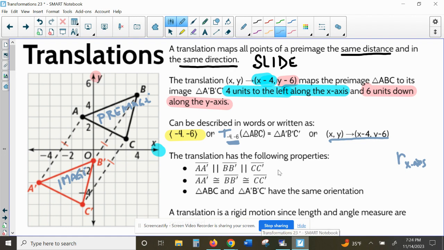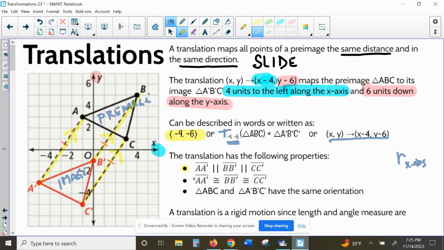Just like the last one, it's going to have some properties. If I look at this picture, I could see those properties. I could see these parallel lines. See this line, A to A prime, and B to B prime, and C to C prime. All of these are going to be parallel. So all 3 of these are parallel to each other. That's what this is saying right here.